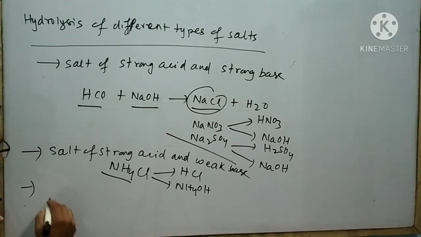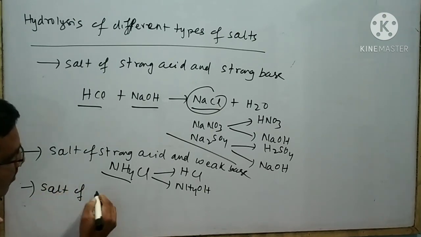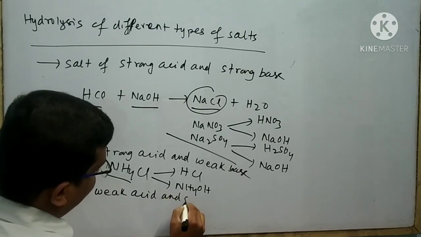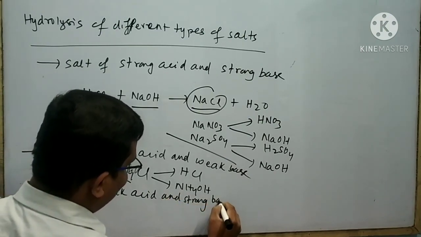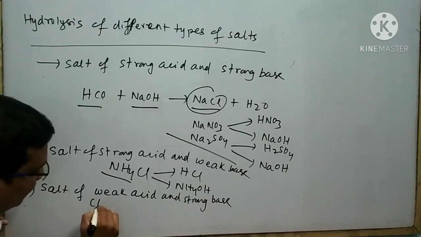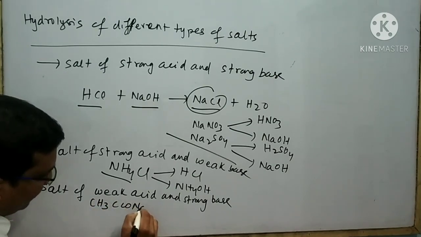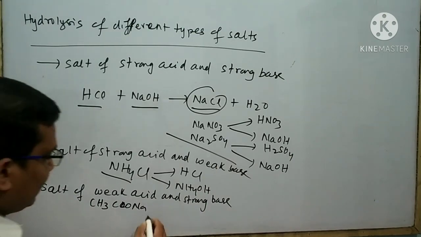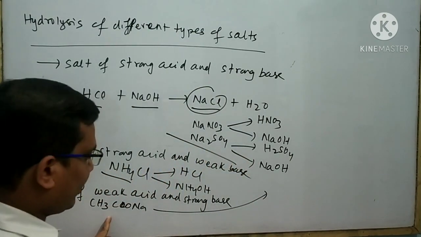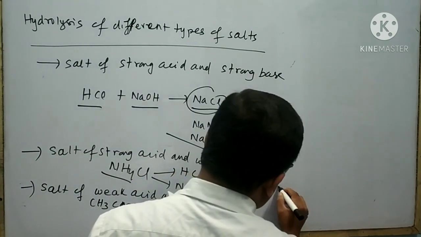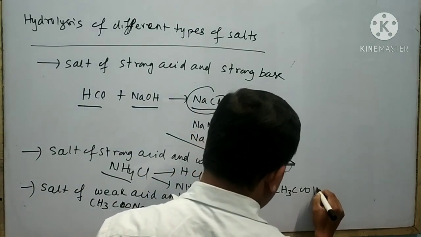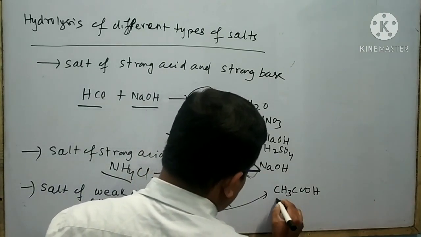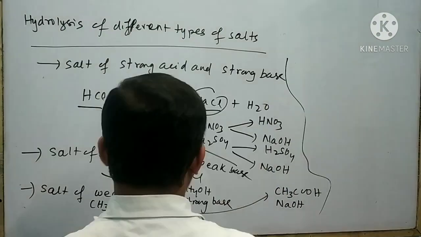Another type of salt is salt of weak acid and strong base. CH3COONa is an example of salt of weak acid and strong base because it is made from the weak acid, that is CH3COOH, acetic acid, and from the strong base, that is sodium hydroxide.